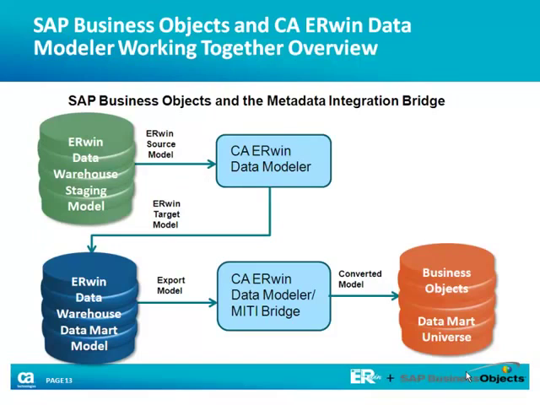A quick overview of how this can work between SAP Business Objects and ERwin Data Modeler. A simple example here, very high level example of an ERwin data warehouse gauging model that can be used to develop the ETL process to evolving to a data warehouse data mart model.